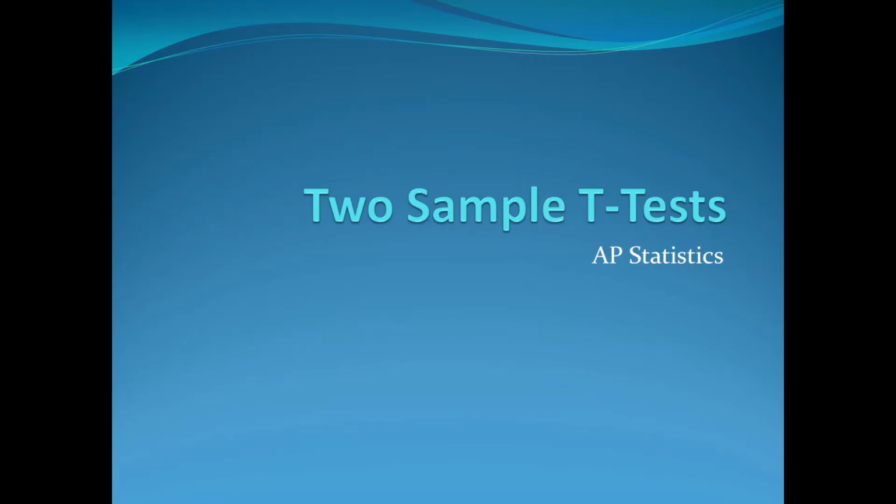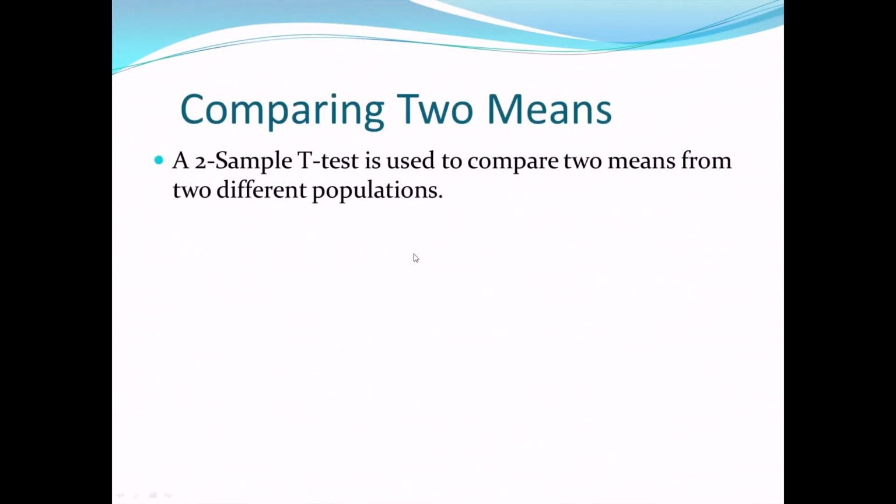Anyway, the matched pairs, we had one sample. We measured everyone in the sample twice. We took the difference, and so we did a one sample t-test. It's not going to be the same thing for two sample. For two sample, we're going to compare two means from two different populations.